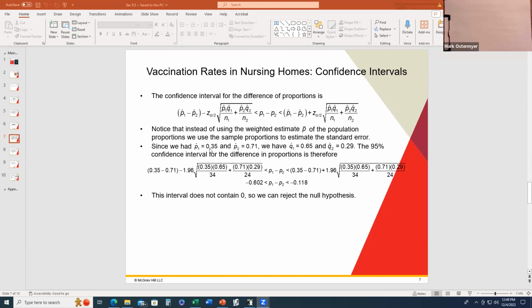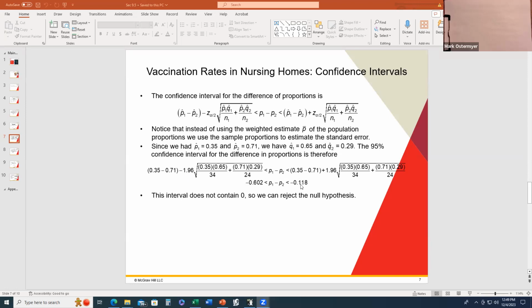Now, since we had P sub 1 hat is 0.31 and P sub 2 hat is 0.71, we have Q sub 1 hat is equal to 1 minus P sub 1 hat, which is 0.65. And Q sub 2 hat is 0.29, the difference of 1 and 0.71. The 95% confidence interval for the difference in the proportions is therefore, I'm going to make use of positive and negative 1.96 for the critical Z values. Putting everything else in, you get your confidence interval, which looks like this.